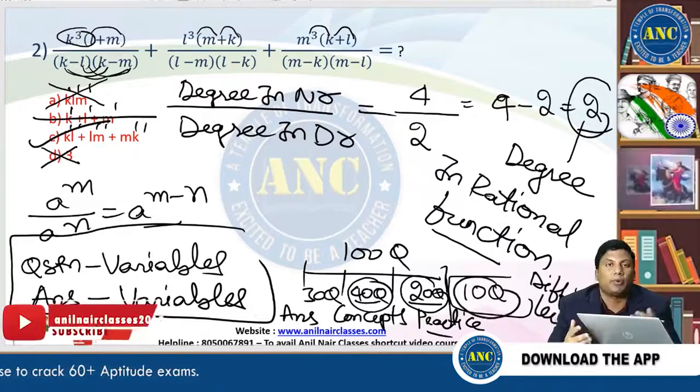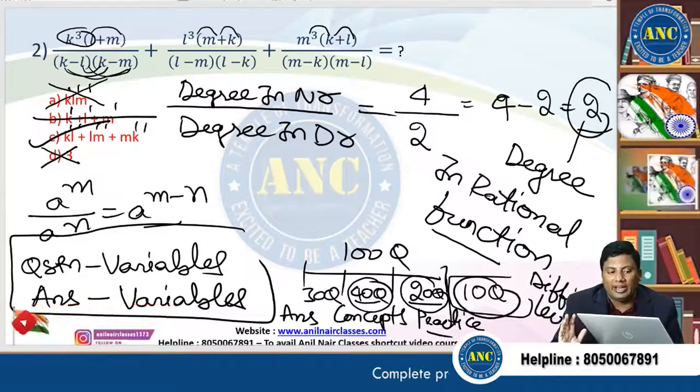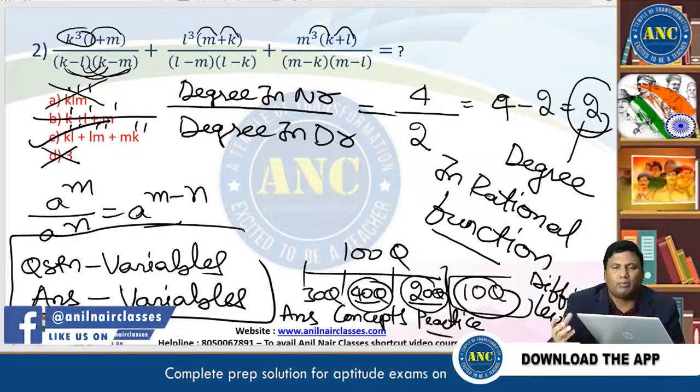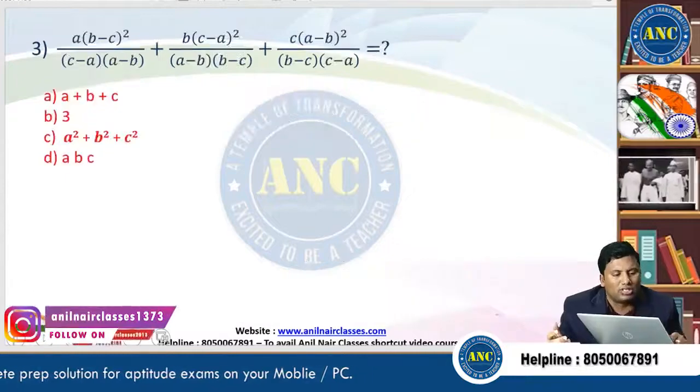These 10 depends upon your intellectual ability. Question number 2. I hope the idea is clear. Question contains variables. Answer contains variables in many answer options. Even if it is constant also, you can use this logic.